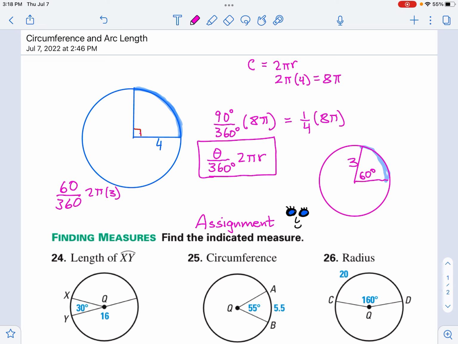Okay, so it would be 2 pi times 3. So it looks like what we have here is 1/6 times 2 pi times 3. And it looks like that's just going to be pi. It looks like that distance here, if you were walking along the circle, this arc, you would travel pi units.